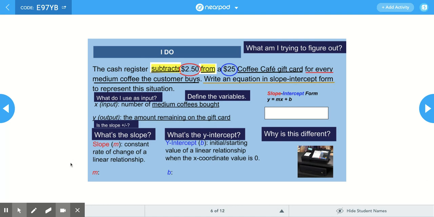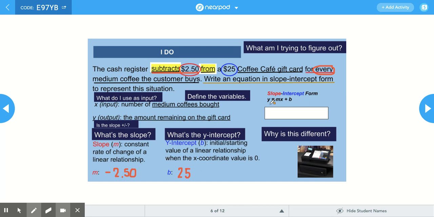From there, we can figure out what our slope is. In this case, it's a little bit confusing because our keyword is every, but it's not next to one of the numbers. But we're figuring out how much is deducted for every medium coffee. And we know that it subtracts $2.50, so that means that $2.50 is deducted. So we can write minus 2.50. And then our y-intercept is going to be our initial value, the number that we started with. In this case, there was originally $25 on the gift card. So our y-intercept is 25.